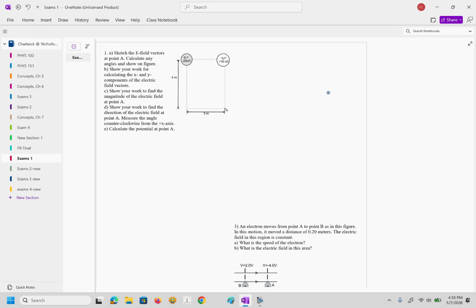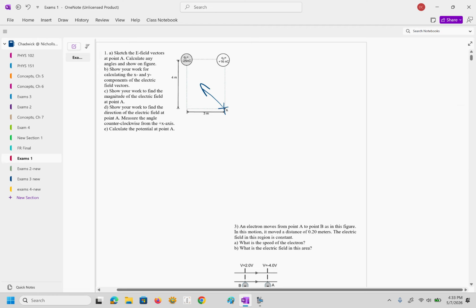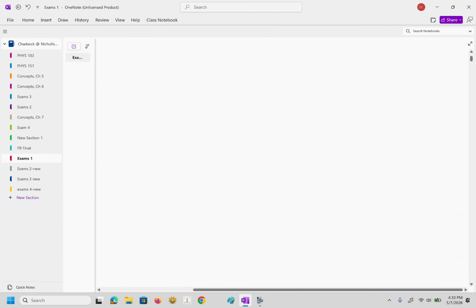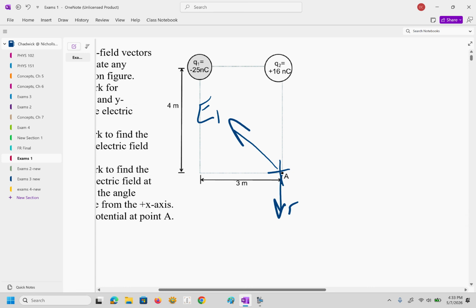So at point A, for example, I imagine a positive charge right there. A positive charge would feel an attractive force to Q1. So we'll call that E1. Remember, the force and the electric field are in the same direction. So I imagine the force, and that's also the direction of the electric field. And then E2, the force due to Q2, is going to be in that direction. So that's E2.